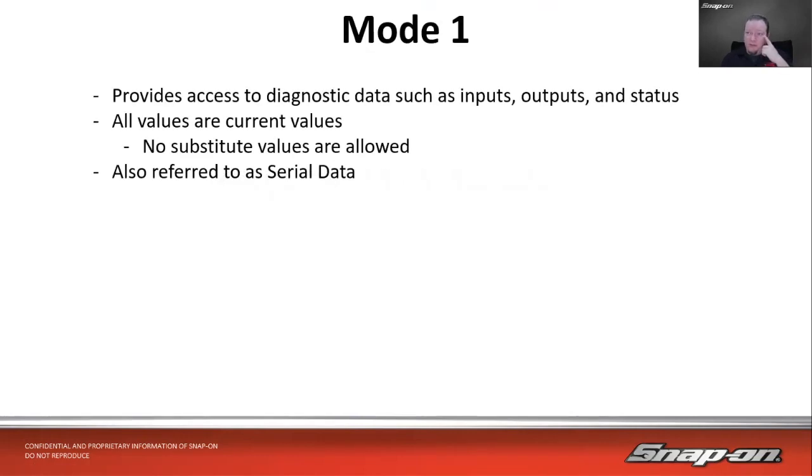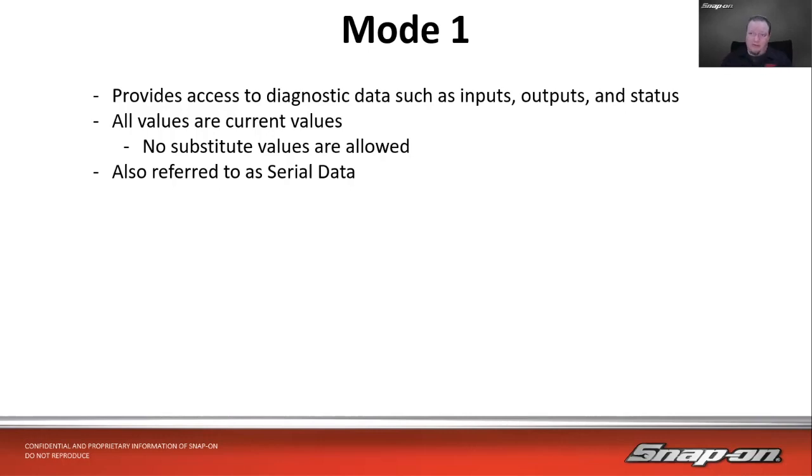So first one up is mode 1. That's going to give us access to diagnostic data such as inputs, outputs, and status. One key component of this is all the values are current values. So here's what's being measured by the computer. No substitute values are allowed.